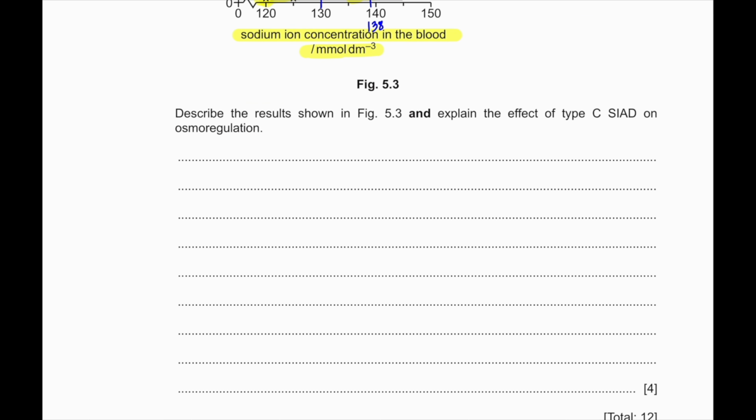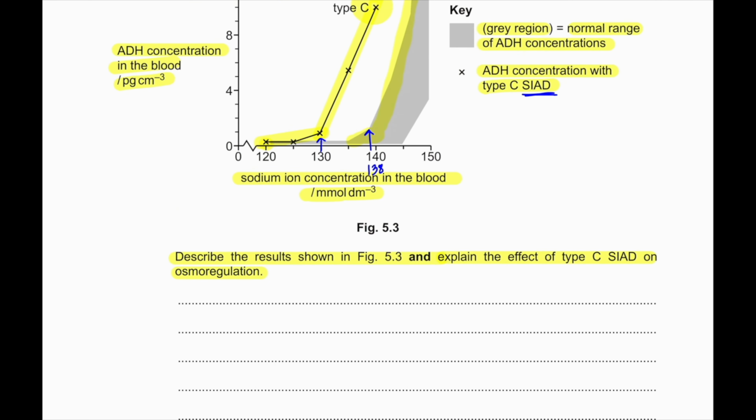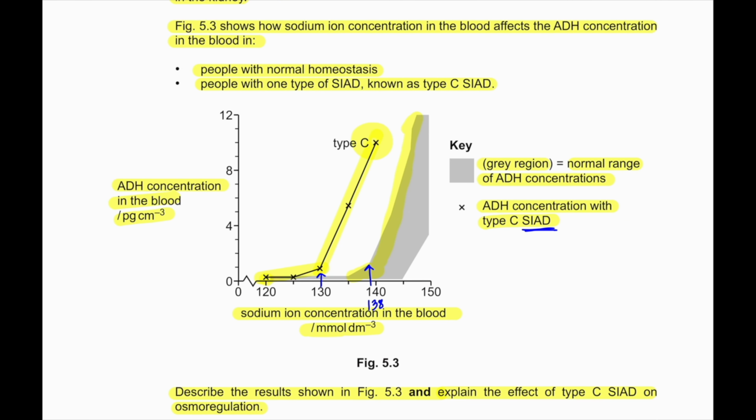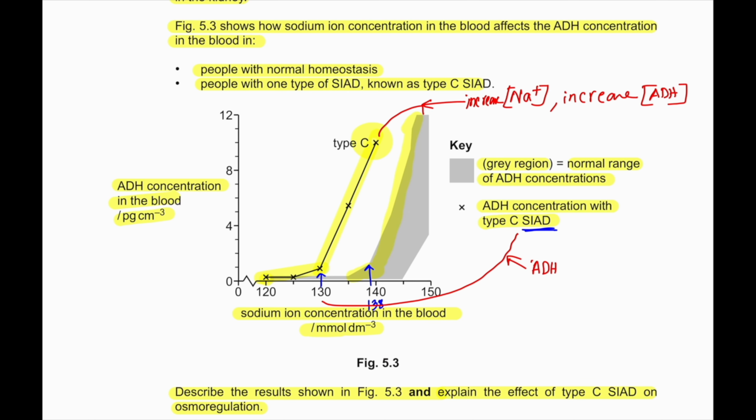Okay, now the question says describe the result shown in figure 5.3 and explain the effect of type C SIAD on osmoregulation. Our simple analysis will be, in both cases, increase in sodium concentration increases ADH concentration. So we can say a person with type C SIAD has an increase at a lower concentration of sodium. So ADH increases at lower concentration of sodium. So this will be our description.